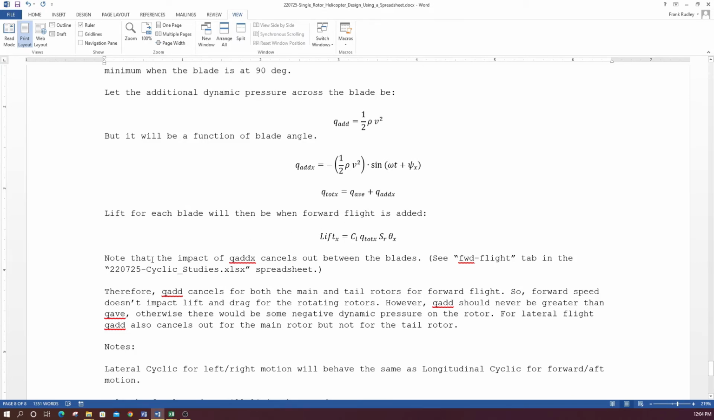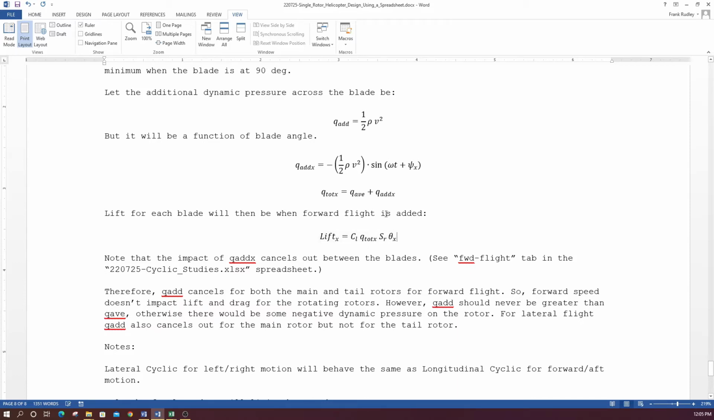So we say, note that the impact of Q add X cancels out between the blades. So we're going to look at this forward flight tab on the spreadsheet. Therefore, Q add cancels for both the main and tail rotors for forward flight. So forward speed doesn't impact lift and drag for the rotating rotors. However, one thing we want to make sure is Q add should never be greater than Q average.